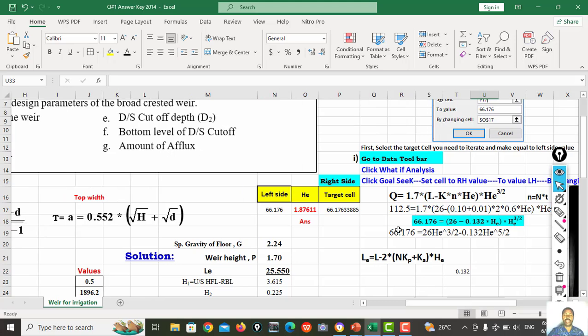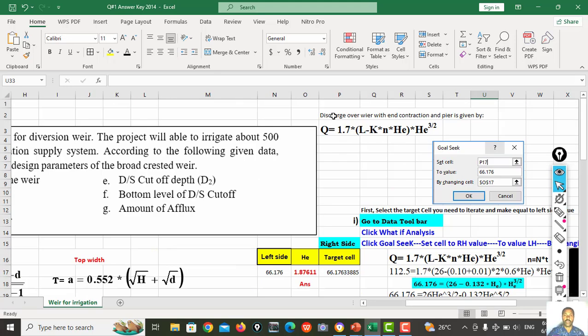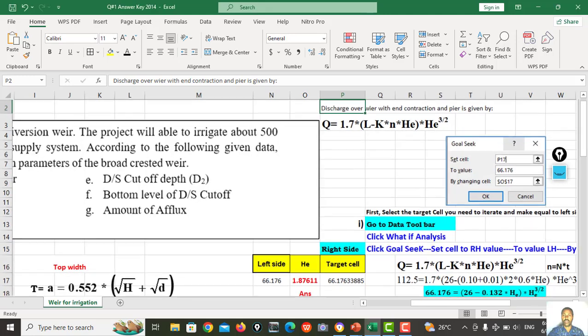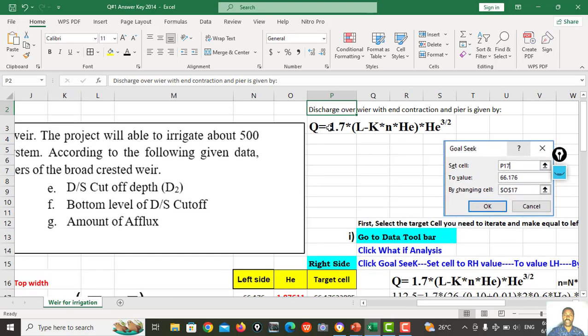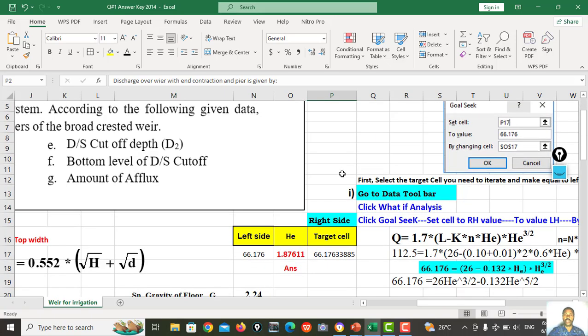So the first step is you have this formula for discharge over weir. You need to have discharge over weir. You have this equation: Q = 1.7 (L minus K, the abutment and contraction coefficient, times the number of piers or divide walls times the effective head) times the whole effective head to the power of 3/2. So let's see the solution.